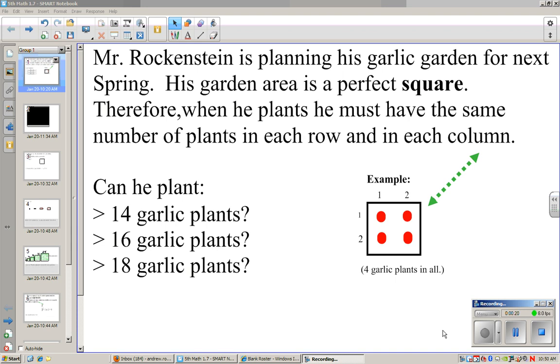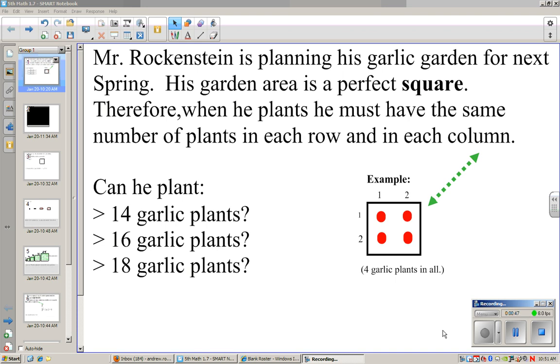So Mr. Rockenstein is planning his garlic garden for next spring. And that's true because you always plant garlic in the fall. It's a strange plant that way. So Mr. Rockenstein is planning his garlic garden for next spring. His garden area is a perfect square. Therefore, when he plans, he must have the same number of plants in each row and in each column.